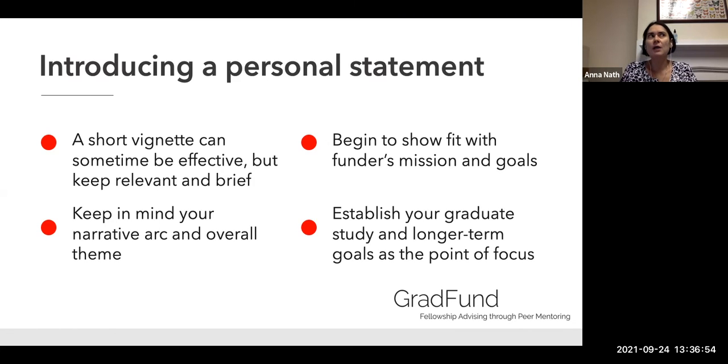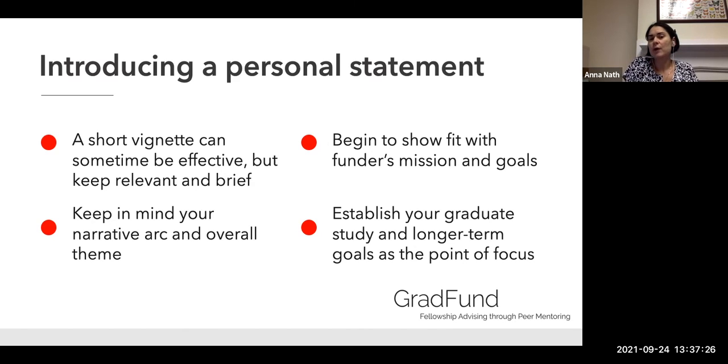Remember, if the funder is funding you, and you're starting your personal statement with a story, the story has to be about you. It can't be about your parent. It can't be about your advisor. It can't be about something else, even if those were really important events or really important people in your life. The story has to be about you. So keep it relevant and keep it brief.